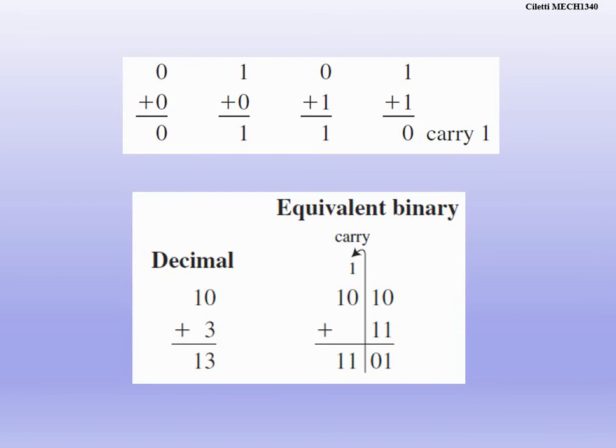So with that, we have 10 plus 3 is 13 in decimal, right? We know how to do that. But 10 in binary is 1010. 3 in binary is 0011. So when we add these together, we get 0 plus 1 is 1. Then we get 1 plus 1 is 0 with our carry of a 1. So now we have that 1 bit that's carried over, and then we add them. That 1 plus 0 is 1, okay? And then we add our last one, 1 plus 0 is 1. So we end up getting 1101, which is our binary equivalent of 13.